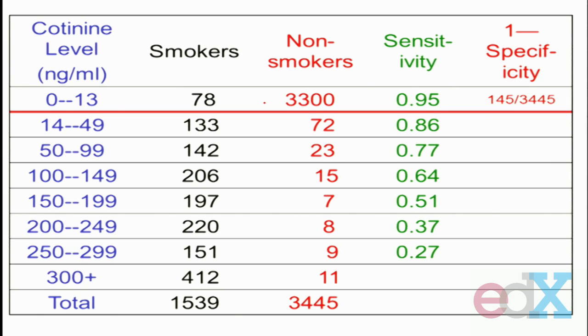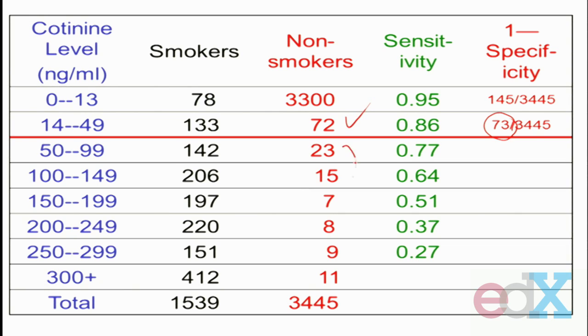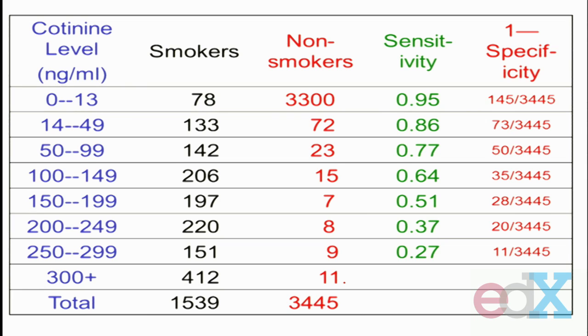So, all right, if we do the cutoff there, what about what happens to the non-smokers? 1 minus the specificity is how many do we get wrong. And this is how many we get wrong. We get 72 plus 23 plus 15 plus 7 plus 8, 9 plus 11. And the answer of that is 145. So we get these 145 wrong. So of the 3,445, we would get 145 wrong. If we move the cutoff down 1, then we get fewer wrong. We only get 73 of them wrong. Because now we picked up the 72, and the sum of these is 73. And moving the cutoff down like this, there it is.